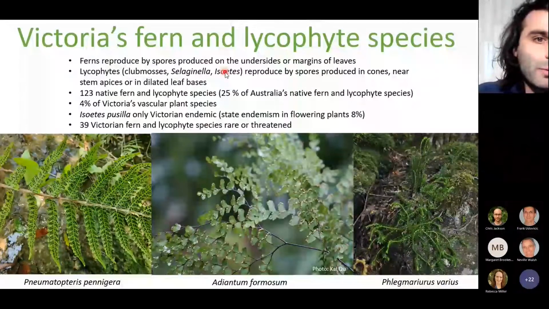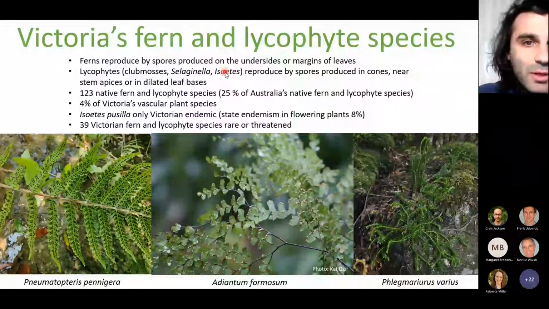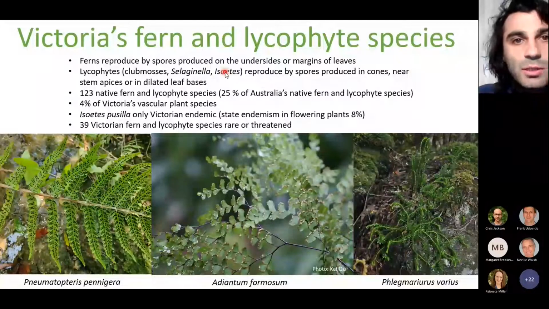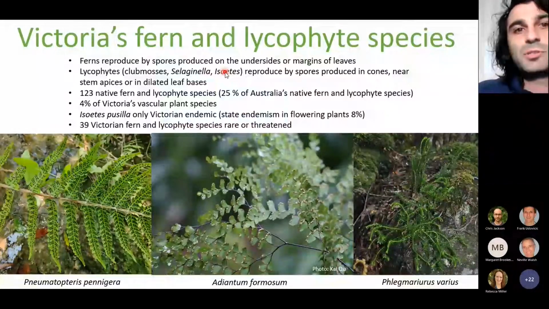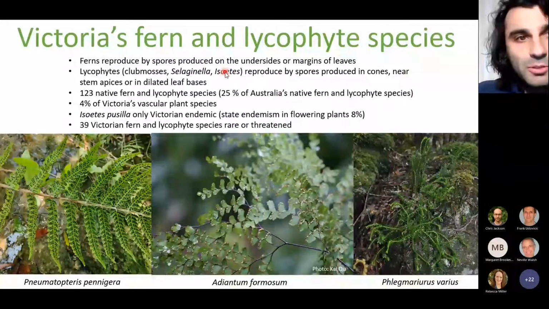There are 123 native fern and lycophyte species in Victoria. That's around about a quarter of Australia's native fern and lycophyte species. So it's relatively depauperate in terms of species richness compared to the tropics. The tropics in Australia are far richer.